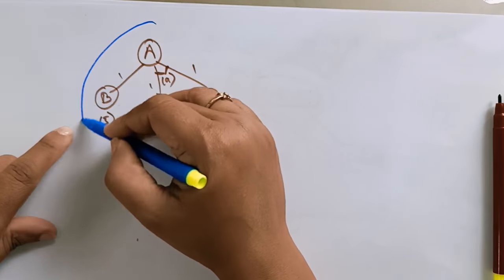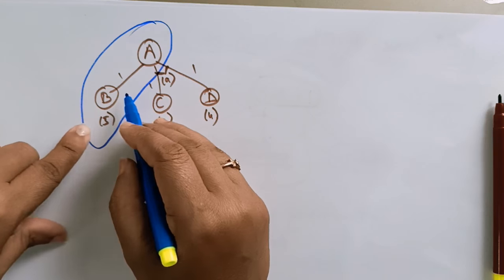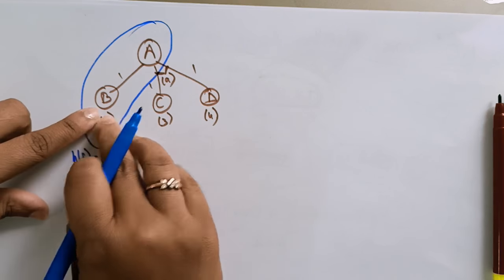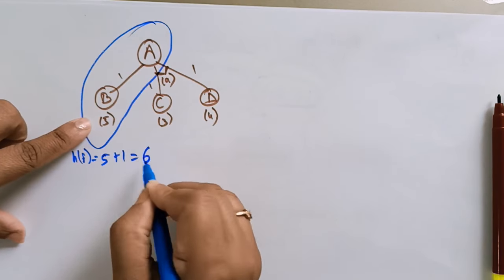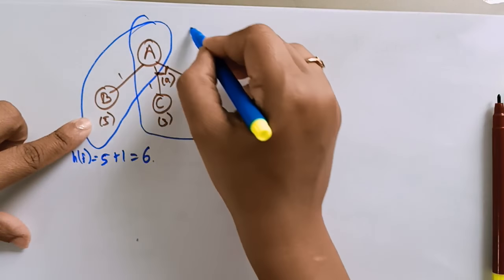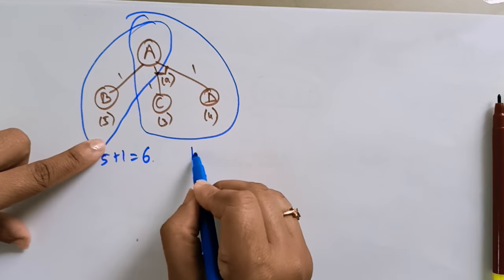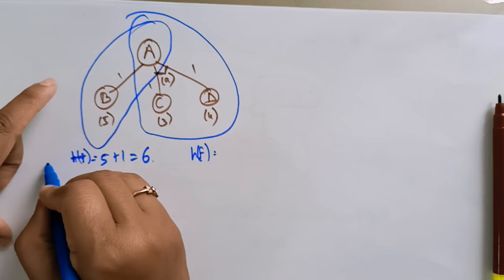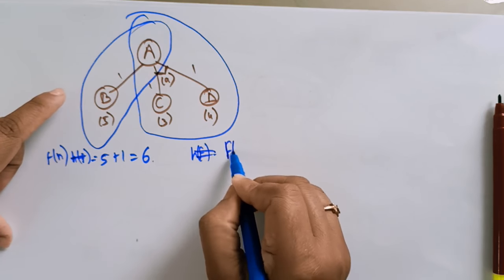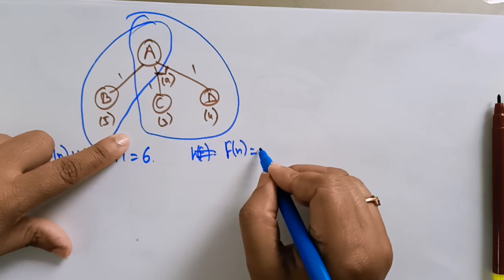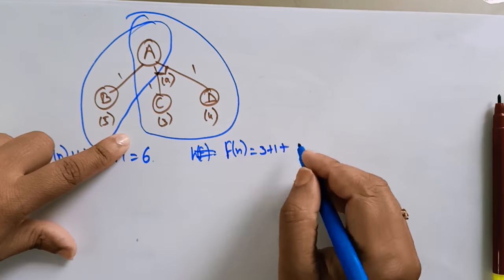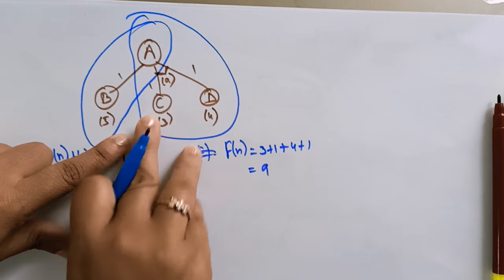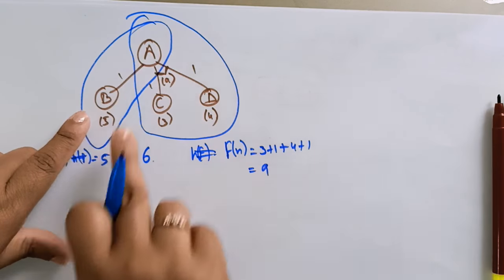So if I do this, within 5, the heuristic value of that, h of n, is equal to 5 plus 1, so 5 plus 1 is 6. This all is combining 1 because this is an AND graph, C and D. So the heuristic function of this is, not the heuristic function, f of n. You have to take it as f of n. The f of n value for this is g of n, 3 plus 1 plus 4 plus 1. So what is 3 plus 1 plus 4 plus 1? 9. So that I have written here. So for this it is 5, 6, and this is 9.